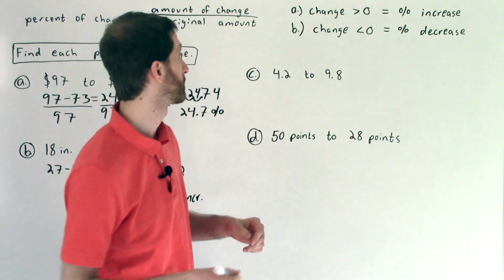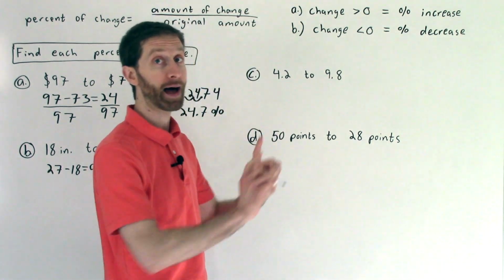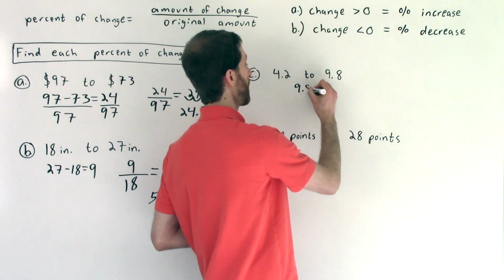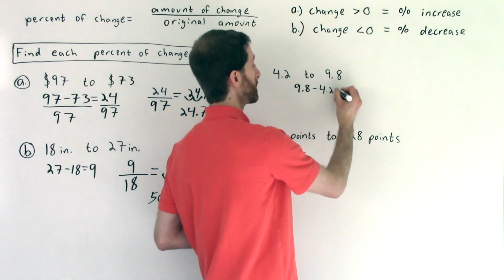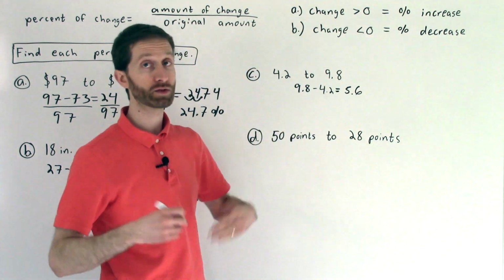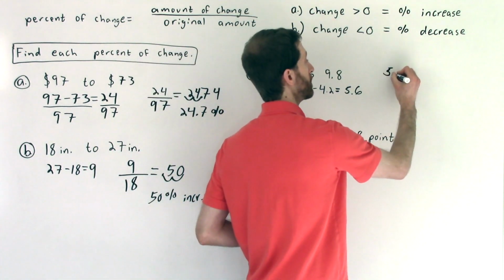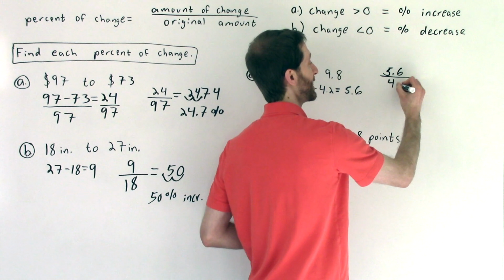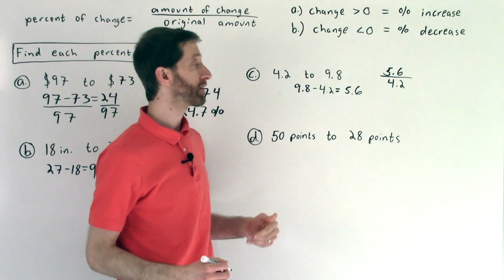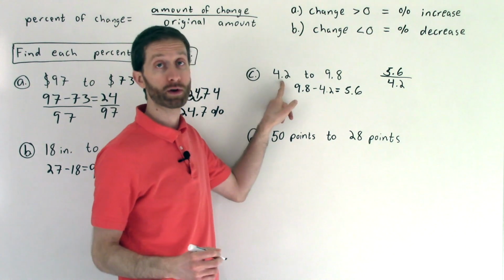Okay, 2 more problems. This next one here, we've got 4.2 to 9.8. So our change again is positive. We're going up in the positive direction. And so that is going to be 9.8 minus 4.2, which is equal to 5.6. Sweet. So we've got an increase of 5.6, whatever the units are, but we want the percent. So we will divide 5.6 by 4.2. Notice here that the amount that we've changed is more than the original amount. So expect to have a percent that is more than 100% because we've changed by more than what we originally had.